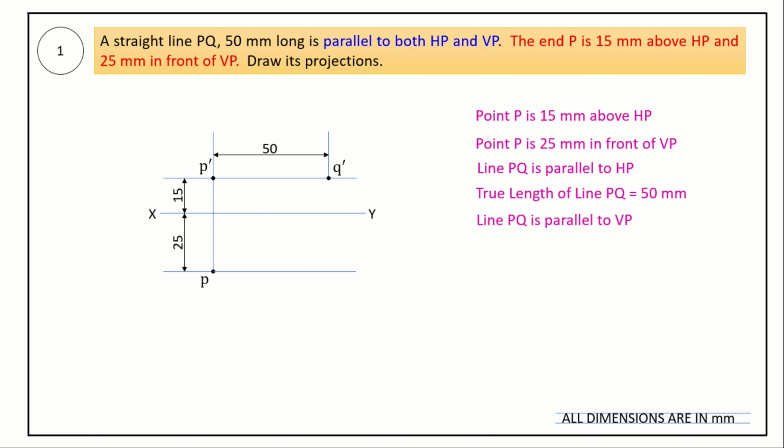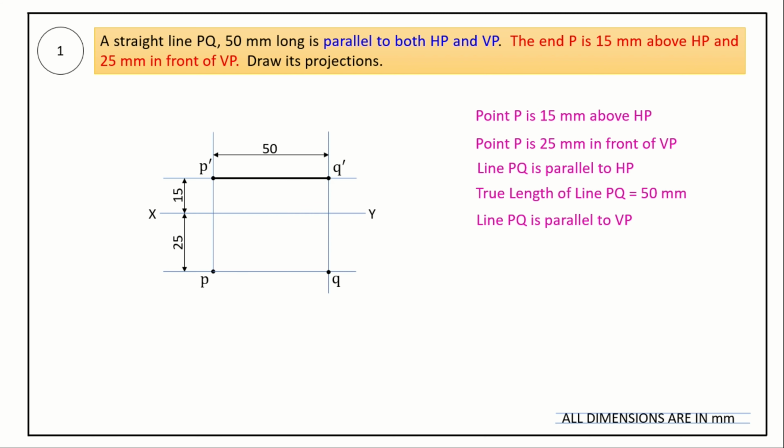Now, it is also given the line is parallel to VP. So, if the point P is 25 mm below XY, even the top view of the point Q will be 25 mm below XY. So, from the point Q dash, draw a projector. It cuts the locus of P at a point, mark that point as Q. Now, here PQ is the top view. This length is equal to the true length of the line PQ, which is equal to 50 mm.